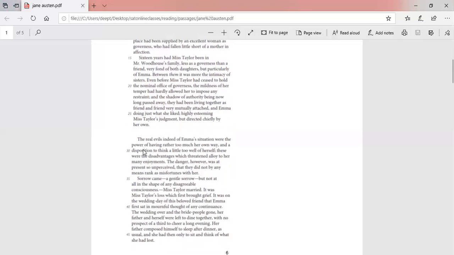Let's go further. If the direction changed, evil. So the first time some evil kind of word came in, which is a negative word. So now we have to pay attention if there is a change in direction, or if there is a new subject, or what is it that we're talking about? What suddenly happened? Everything was going positive. Evil, Emma's situation, power of having rather too much on pay, disposition to think too little of herself, disadvantage is threatened, danger. So everything over here says that because of all the positives, Emma is actually in some kind of negative situation.